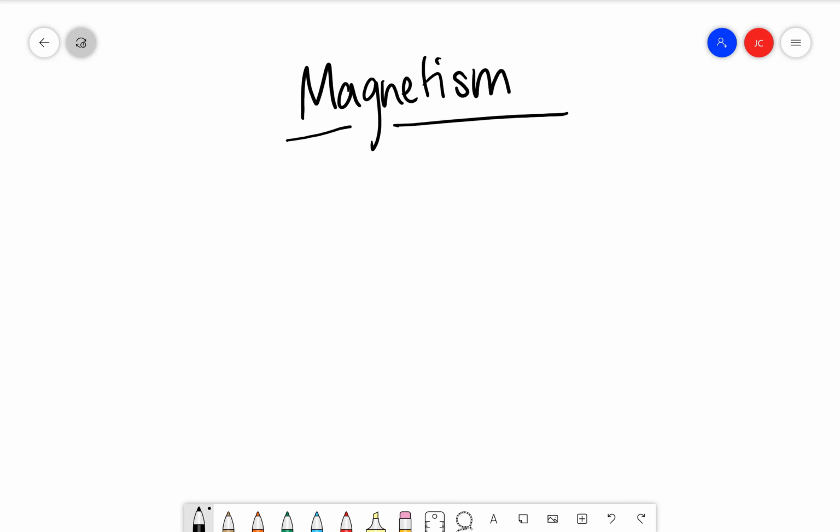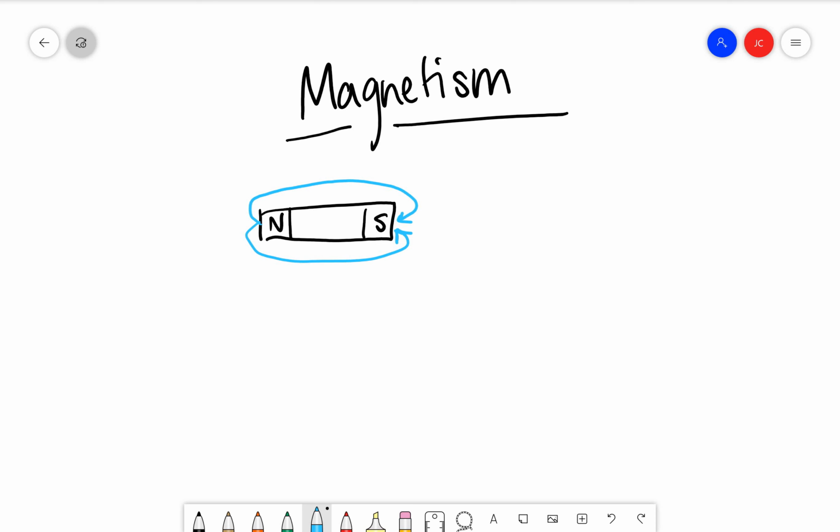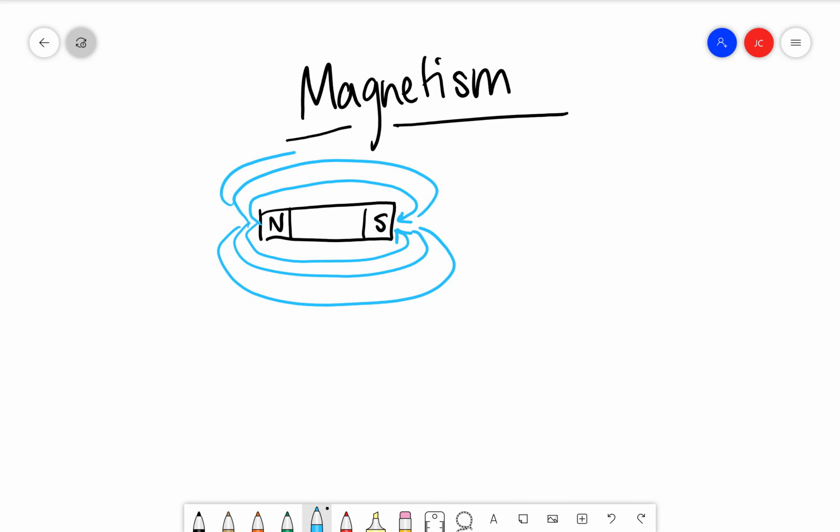How does it work? Well, magnets, I'm going to draw them like this. Here's a magnet, and it has a north pole and a south pole. This is just a normal bar magnet. There's many other types. Every magnet has a magnetic field around it, and magnetic fields go around the magnet like this. They go from north to south, from north to south, and there's lots of different lines. That's what a magnetic field looks like.